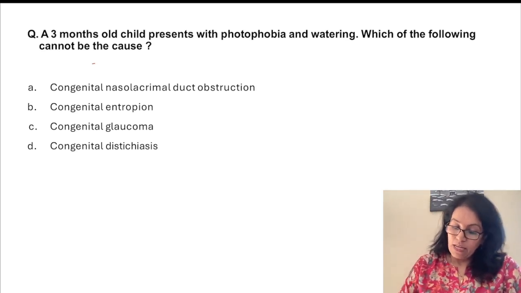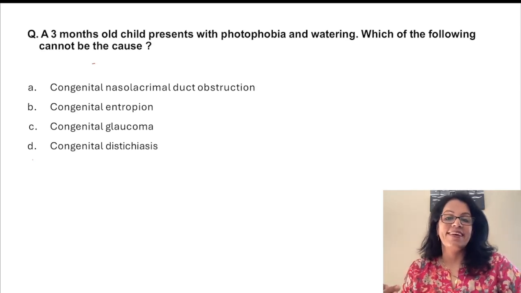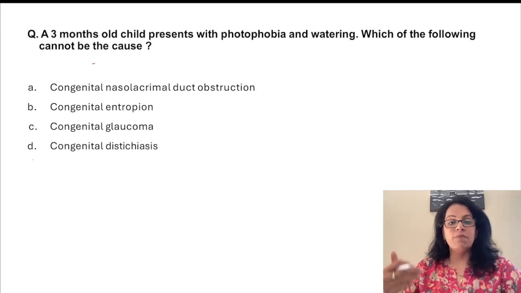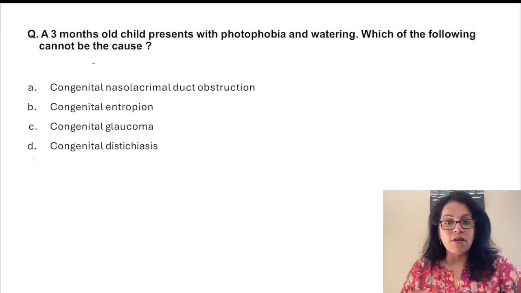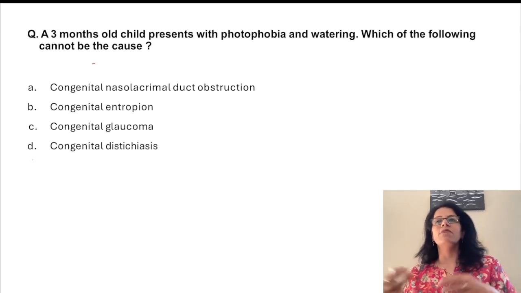Right? So, if we look at all these options, they are going to lead to what? Photophobia. Intolerance to light. How do you get it? When the sensory nerve, that is the fifth nerve, is involved, correct? So photophobia will happen whenever there is any corneal involvement or very severe conjunctivitis. This is the main reason, correct?